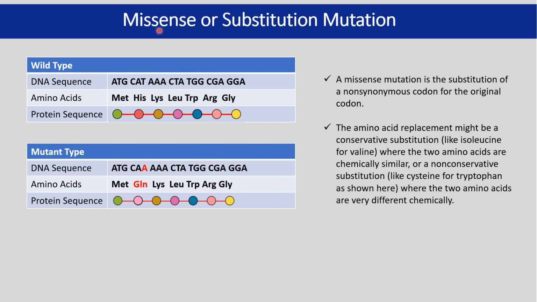Now this is another type of mutation called missense mutation. This is also called a substitution mutation. In a missense mutation, because of one base change, the codon codes for a different amino acid. For example, here CAT is coding for histidine, but due to the substitution of one base from T to A, now CAA is coding for glutamine.